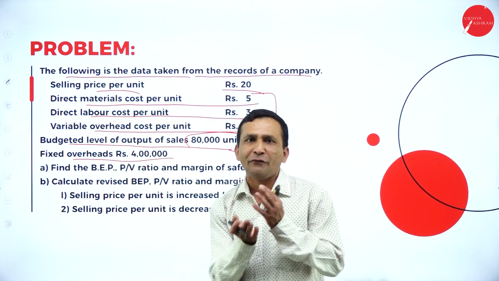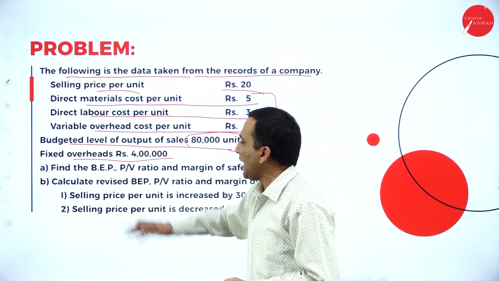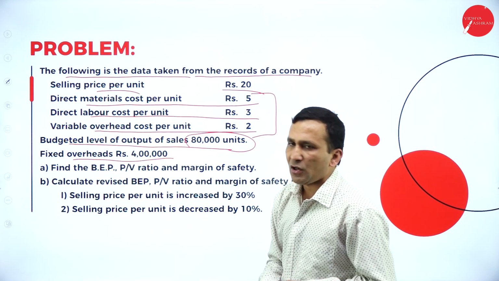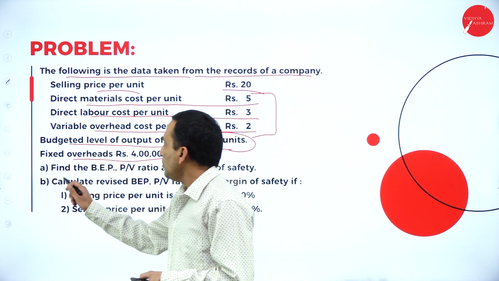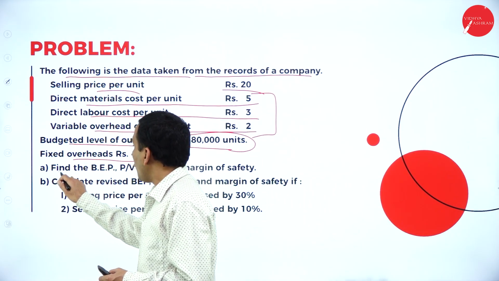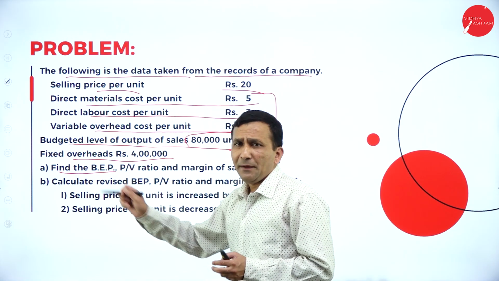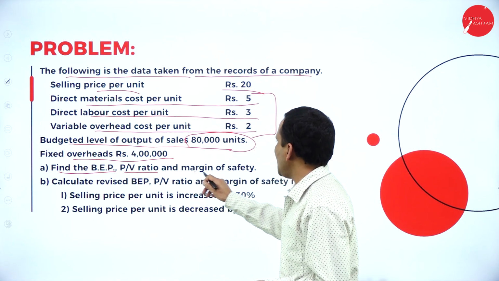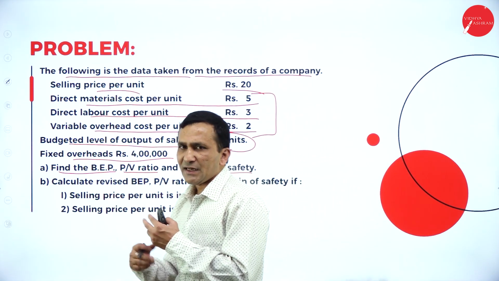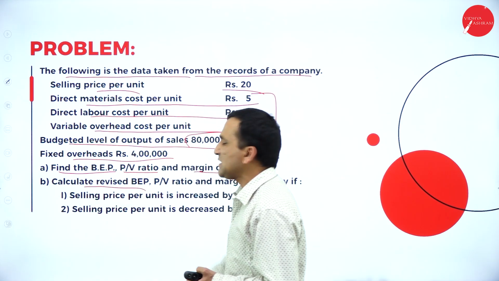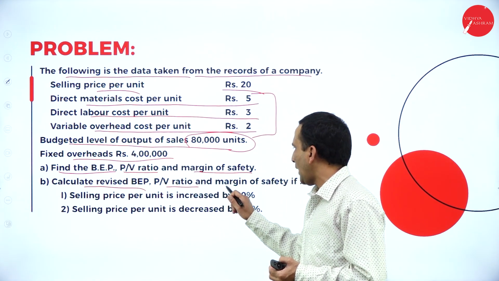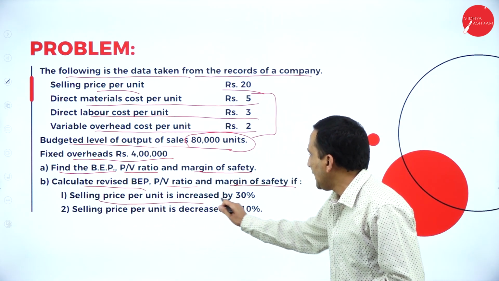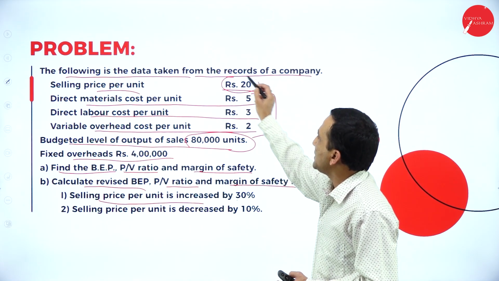If you want to find out fixed cost per unit, divide 4 lakh by 80,000 units, and we can easily find the rate. Now there are questions. Find the BEP in units and BEP in sales, the PV ratio and the margin of safety. Next, calculate the revised BEP, PV ratio and margin of safety if the selling price increases by 30%.